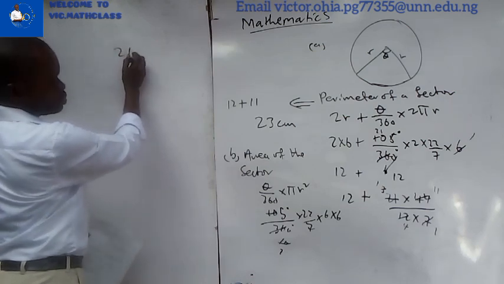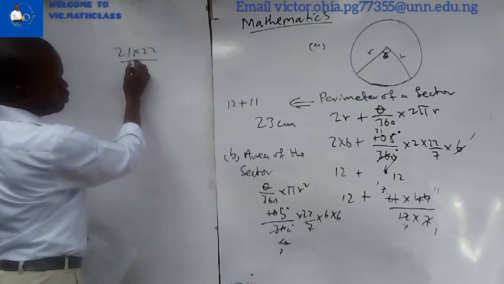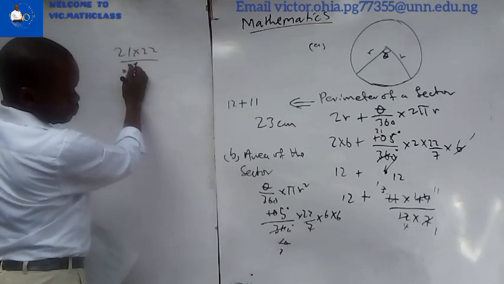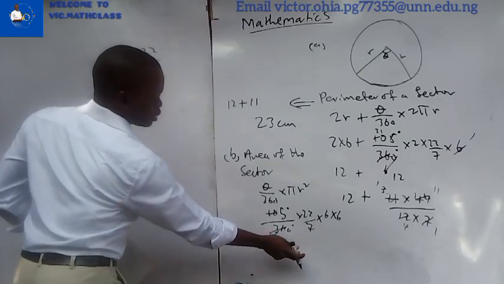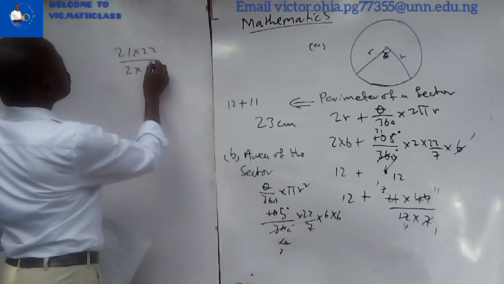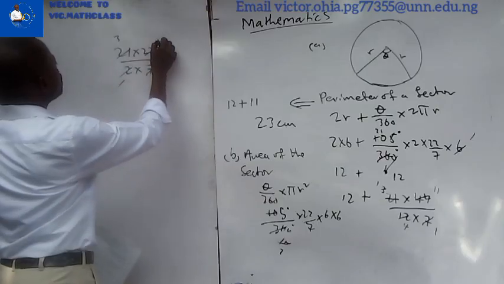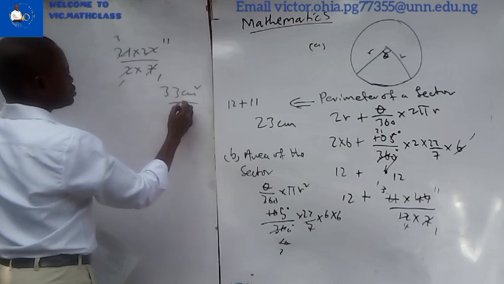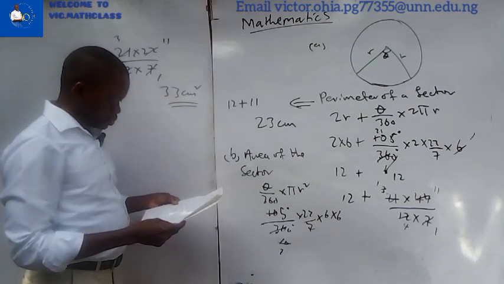So we are going to have 21 times 22 all over 2 times 7. 7 can cancel itself, 1 and 3 here. And 2 can cancel itself, 1 and 11 here. So this times this will give us 33 cm squared. So that is the answer to this question.